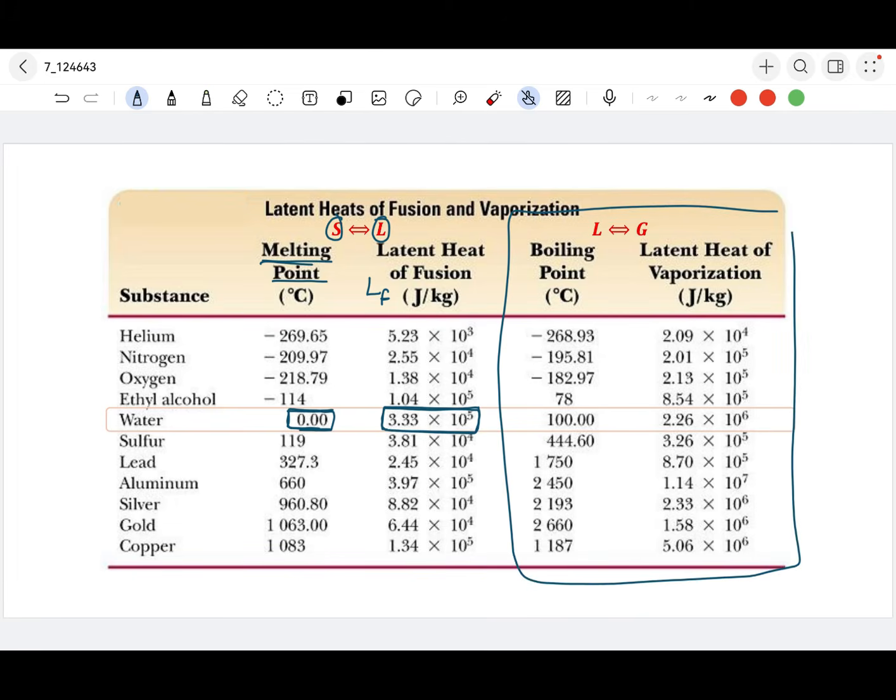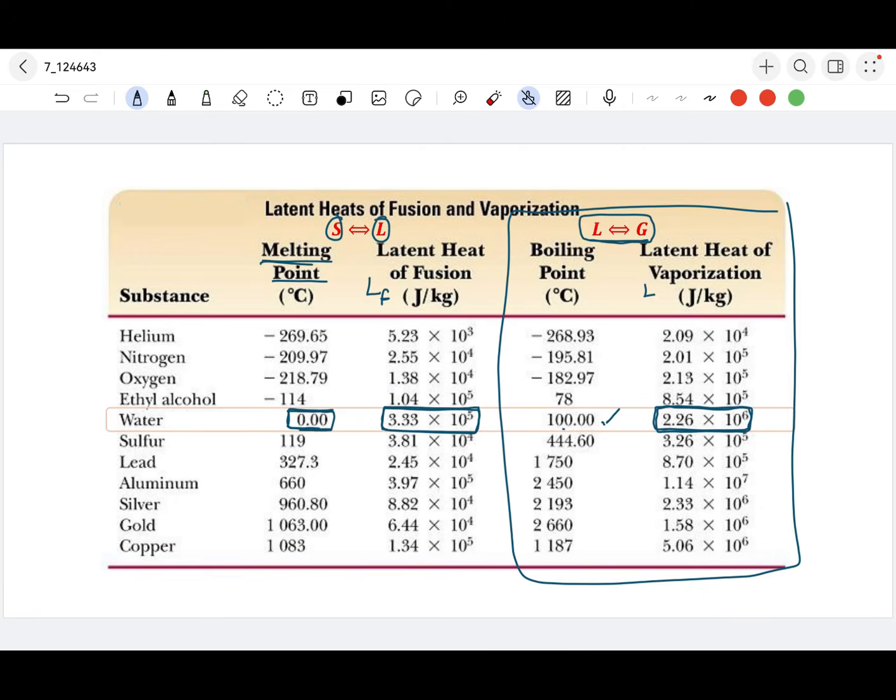here, that is from the liquid to gaseous conversion. Suppose at 100 degrees, 2.26 times 10 to the power of 6 joule of heat energy is given to 1 kilogram of water. The water is at 100 degrees Celsius, that is the boiling point of the water. Then all the liquid will convert into the gas. So this is the latent heat of vaporization.